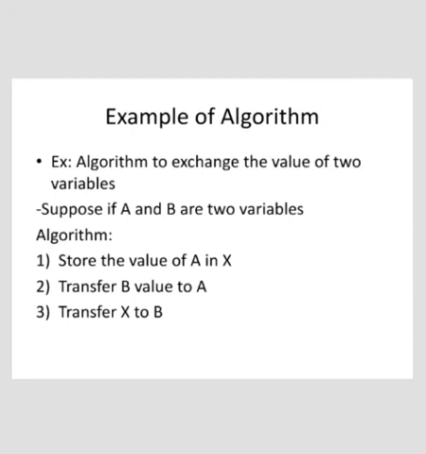So the example of an algorithm is an algorithm to exchange the value of two variables. Suppose a and b are two variables, the algorithm will be: store the value of a in x, transfer b value to a, transfer x to b. So this is the algorithm for exchanging the values of two variables.